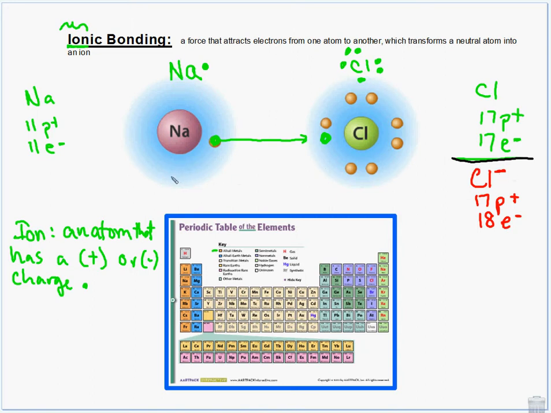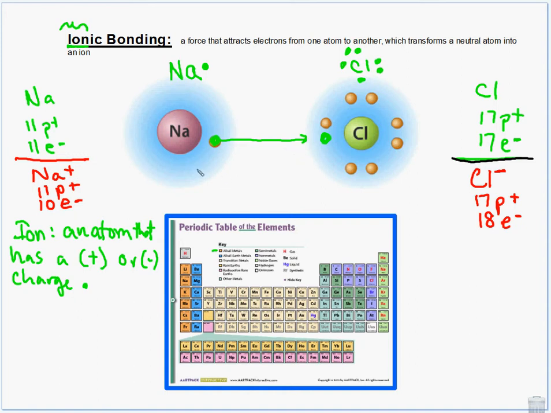Over here, sodium is written like this because now it still has 11 protons, positive charges, but now it only has 10 electrons, negatively charged particles. So it has 1 more proton than electron, so it has a positive 1 charge.